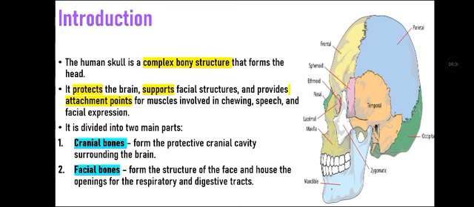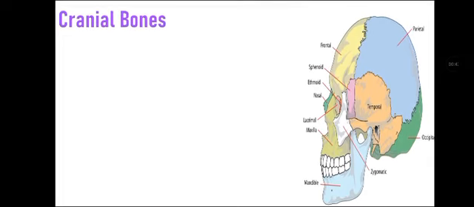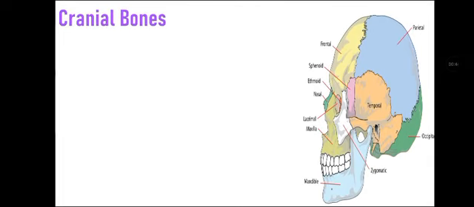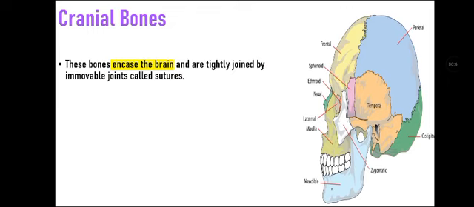Cranial bones form the protective cranial cavity surrounding the brain. Facial bones form the structure of the face and house the openings for the respiratory and digestive tract. First, we will talk about cranial bones and then we will talk about facial bones one by one. Cranial bones encase the brain and are tightly joined by immovable joints that are called sutures.